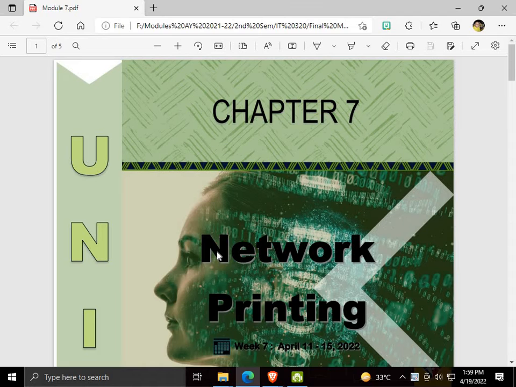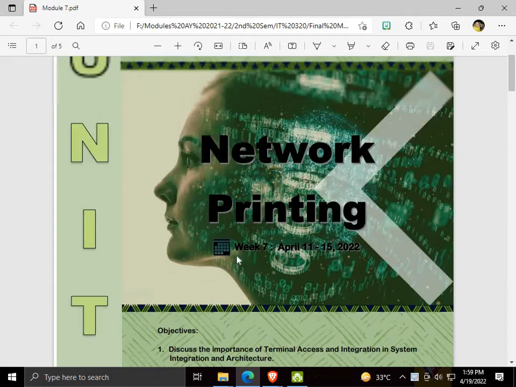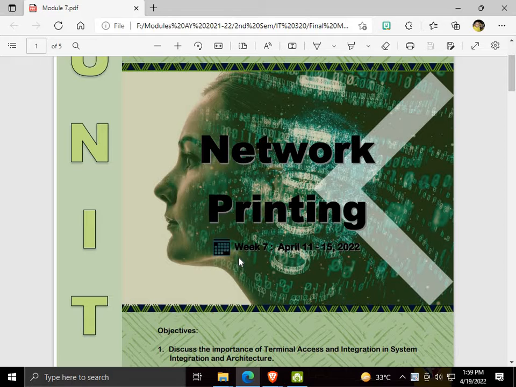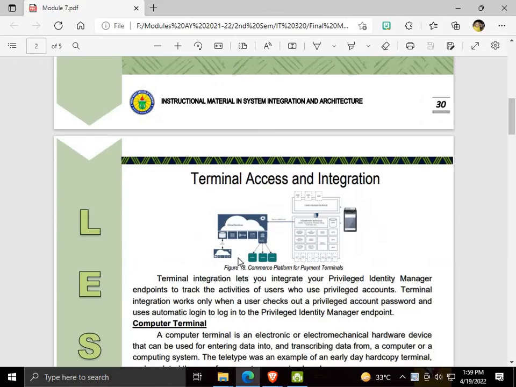We are now on chapter 7 of week 7 of our discussion on unit 3, chapter 7. The chapter title is network printing, and our topic for this afternoon is about terminal access and integration.